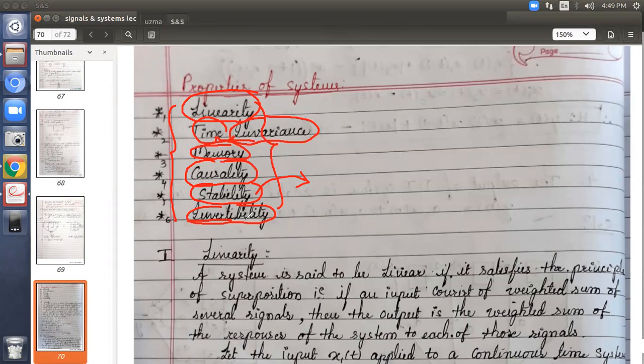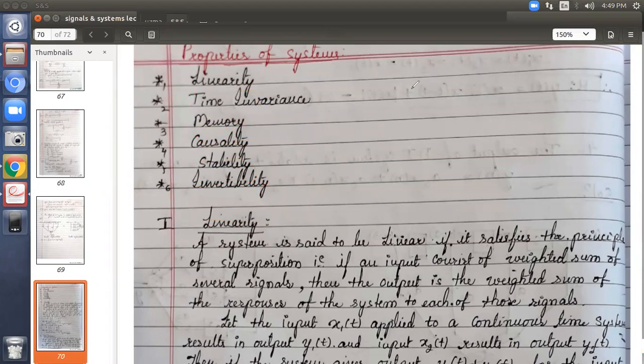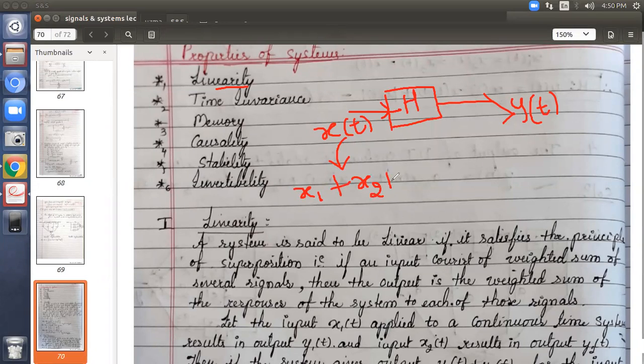Let us start with the first property, that is linearity. As I told you, linear indicates it should obey the principle of superposition. What is superposition? Suppose that you have a system with some h operator, and assume that you have the input x of t. I am considering a continuous time signal and continuous time system, and suppose you are getting y of t as the output. Now, according to linearity, if your input is a combination of many inputs, assume it is having say 3 inputs, the sum of 3 inputs, then your output will also be the sum of these individual components.